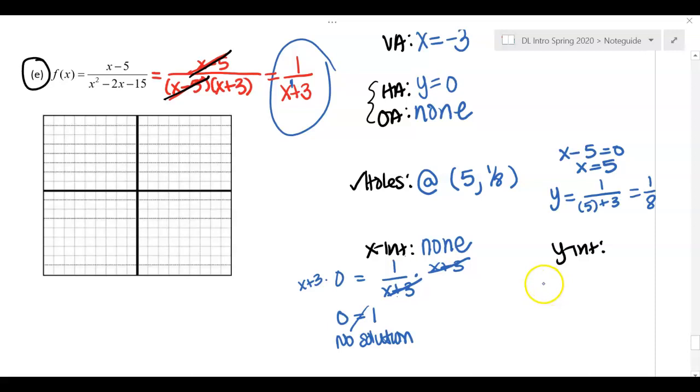And then our y-intercept, we're going to take the new version of the equation. Everything is done with that new version, and plug in 0 for x. That gives us 1/3 for y. And so we do have a y-intercept.